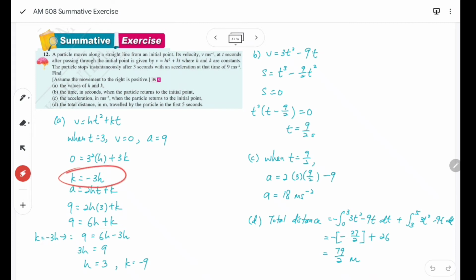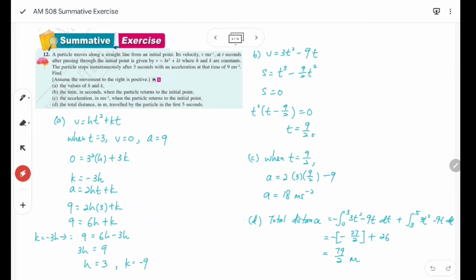So we have two equations relating h and k. We can sub k equals negative 3h into 9 equals 6h plus k. So we will get 3h equals 9 and h equals 3. And k is negative 3 times 3, so we get k equals negative 9.